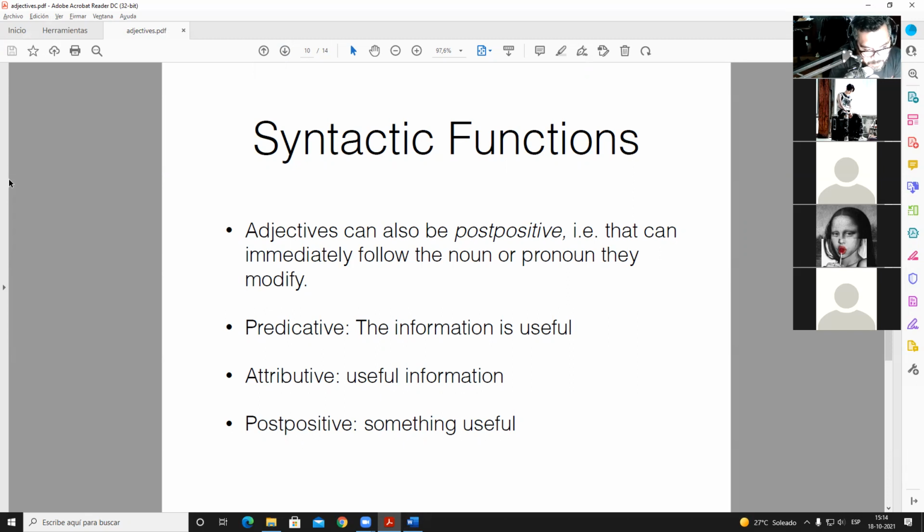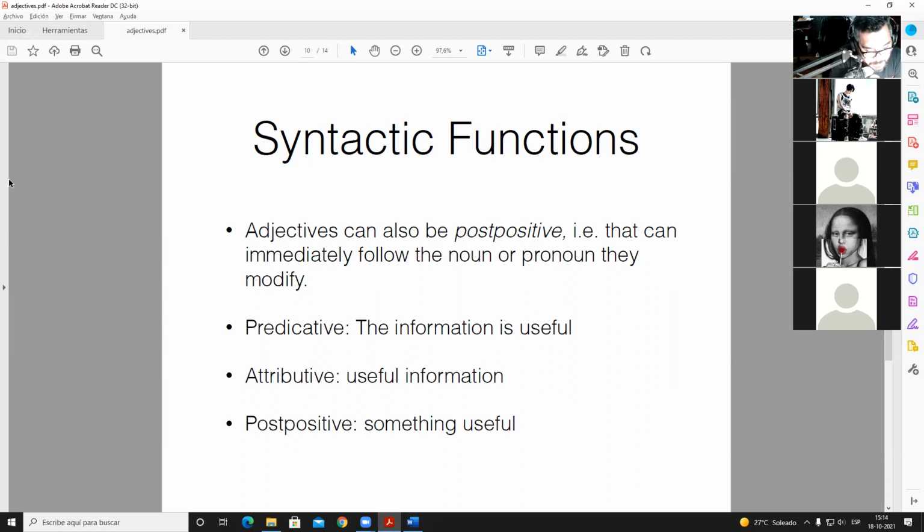The first example is a predicative adjective. The information is useful, right? So we're going to say the adjective useful is predicative. Why? Because it is a subject complement, right? The information, subject; is, verb phrase; useful, adjective phrase, subject complement.